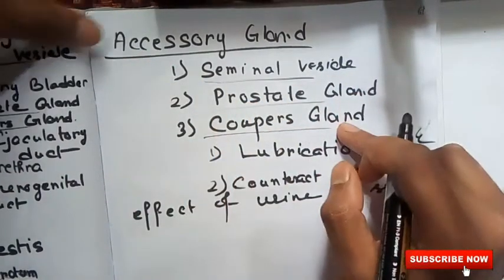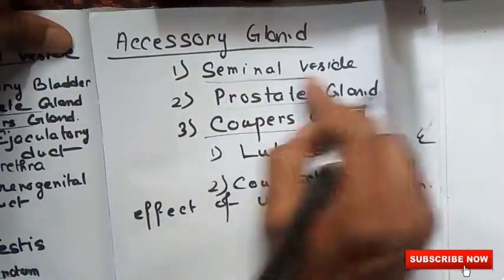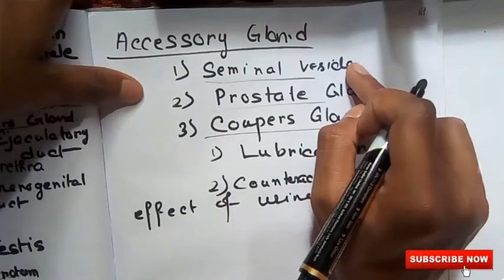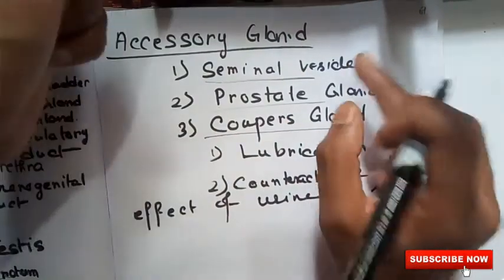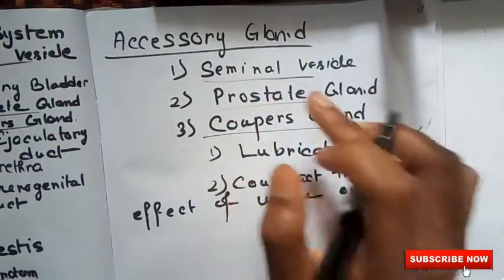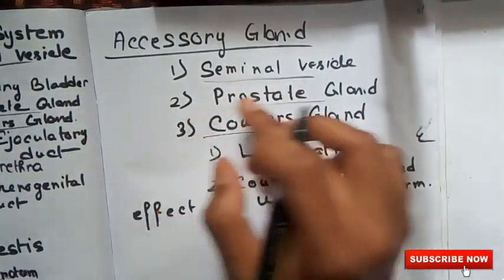the Cowper's glands. So we have already discussed the functions of the seminal vesicle. The function of the seminal vesicle is that it secretes a liquid which acts as a medium for the transport of the sperm.